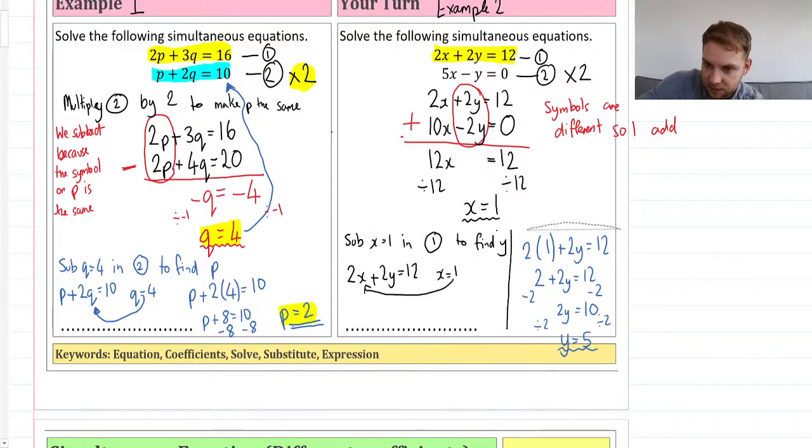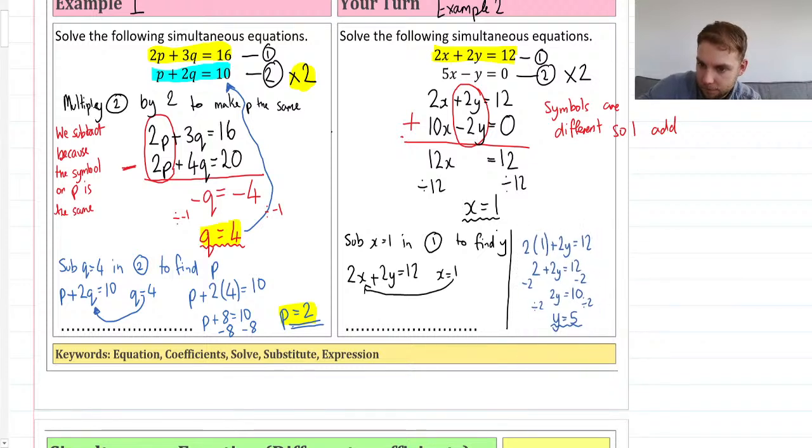Let's make sure this fits on here. So there's our 2 answers. X is equal to 1 and y is equal to 5. There we go. To get that one down, I'll give you a second.